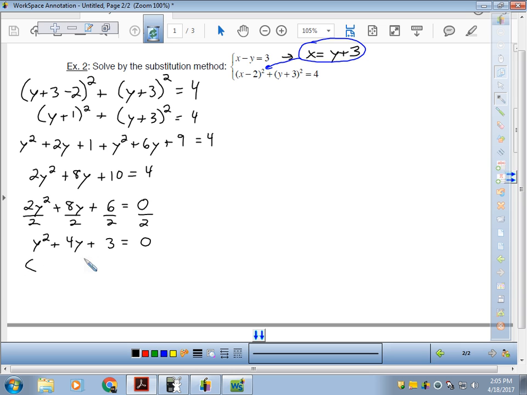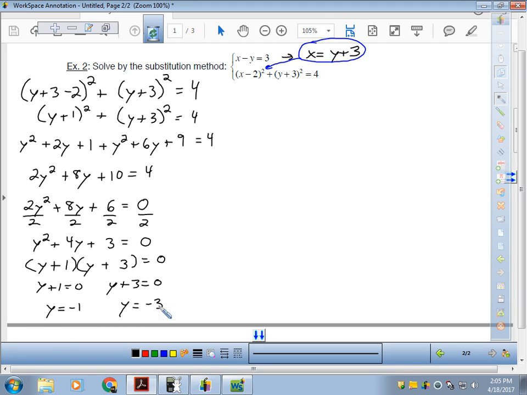Then we would want to factor or use the quadratic formula. I'm just going to factor. To make y squared, we need y times y. To make a 3, we need 1 times 3. And for it to be a positive 4 here in the middle, it has to be plus 1 and plus 3. Set those factors equal to 0. Move the 1 over, we get y equals negative 1. Move the 3 over, we get y equals negative 3.